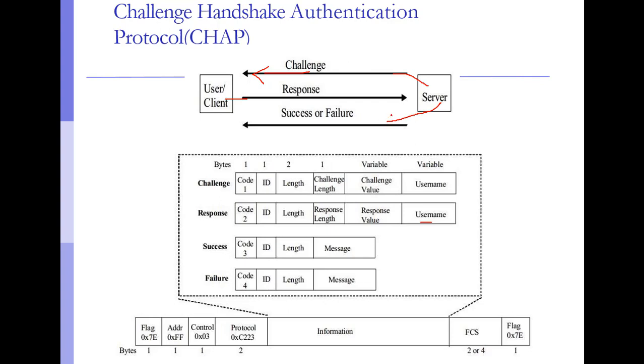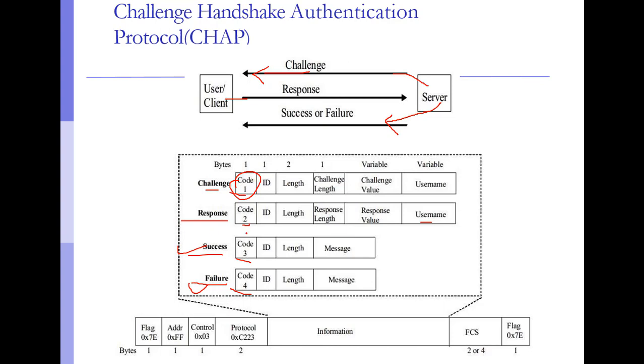If it is not, it will send a failure, and if the server sees that this is its own user, it will send him a success message. So this is the same code. You can see that this code basically identifies what type of message it is. The first one is the challenge message, code 2 represents the response message, code 3 represents the success message, and code 4 represents the failure message.